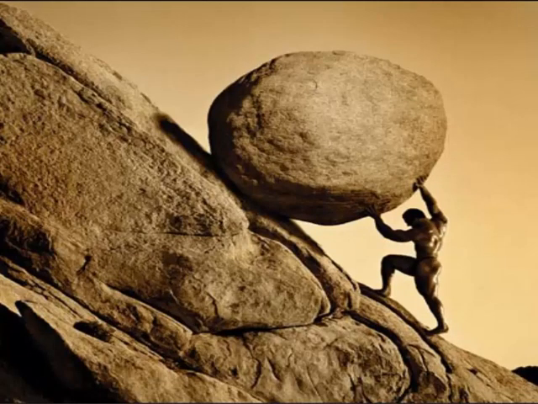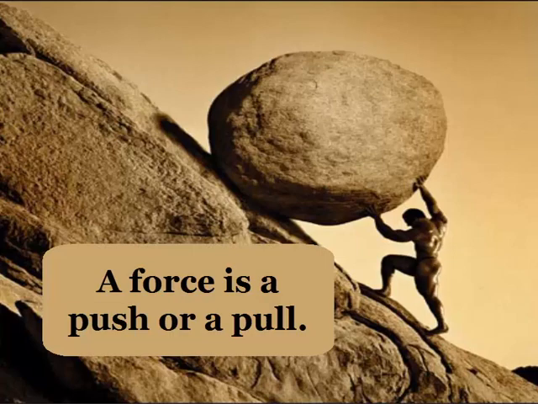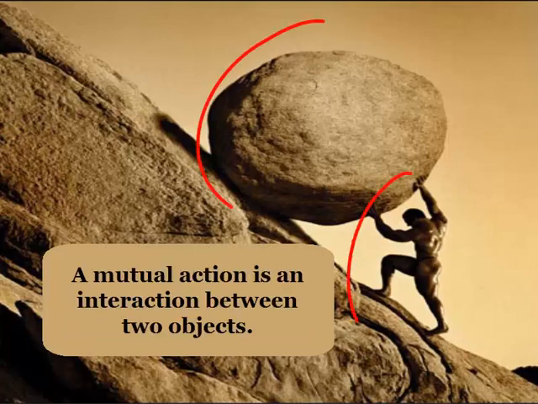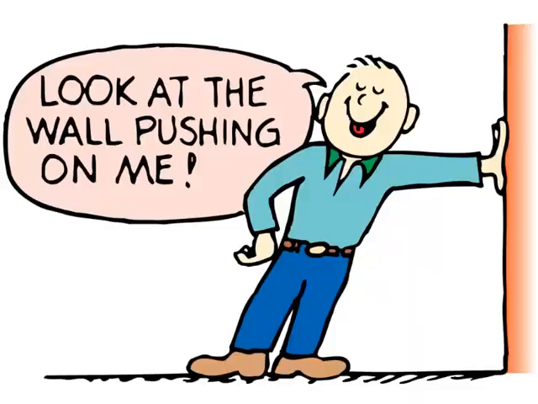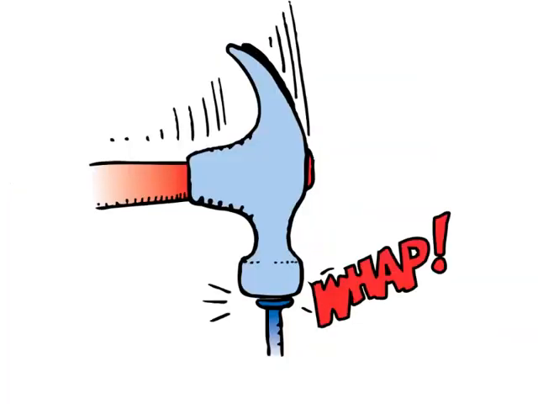In the simplest sense, a force is a push or a pull. A mutual action is an interaction between one thing and another. When you push on the wall, the wall pushes on you. The interaction that drives the nail is the same as the one that stops the hammer.